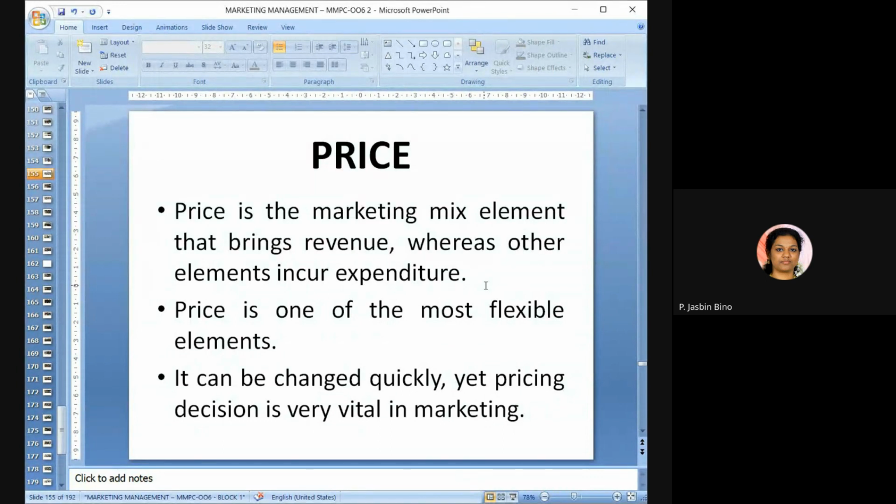When a product is sold in the market, they get something in return. That is money, which is the revenue for the company. Price is one of the most flexible elements. It can be changed quickly. The pricing decision is very vital in marketing. Even though the price can be changed quickly, pricing a product is a difficult task, and an important task in marketing.